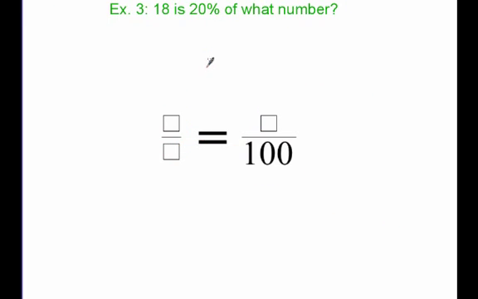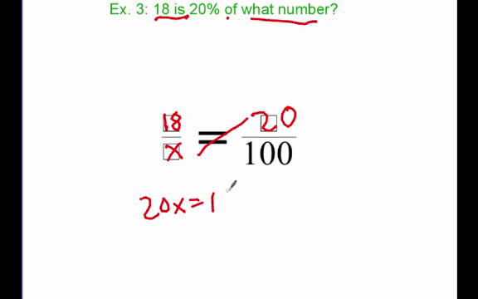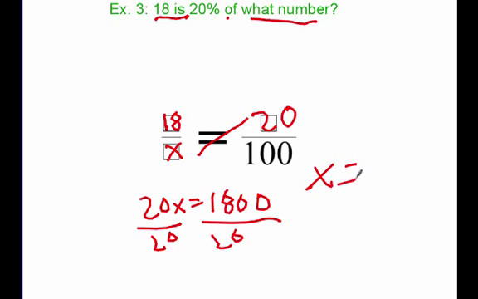Example 3 says 18 is 20% of what number? Well, 20%, we know our percent always goes over 100. It says 18 and is go together, so 18 goes here. And then it says of what number? We don't know what that number is yet, so that's x. All right, hardest part here is finding out where x goes. Now we just cross multiply. 20x equals 1800. Divide both sides by 20. I get x equals 90. So our answer is 90.